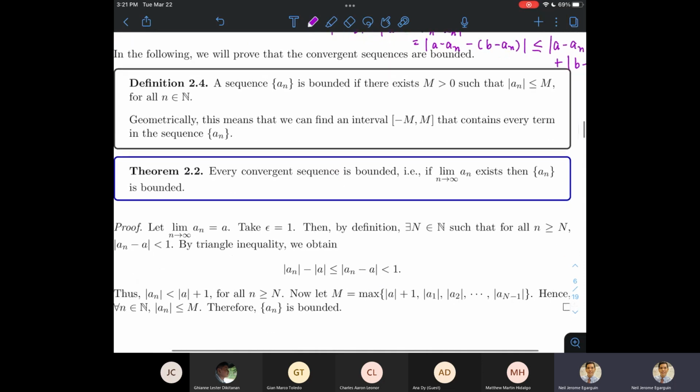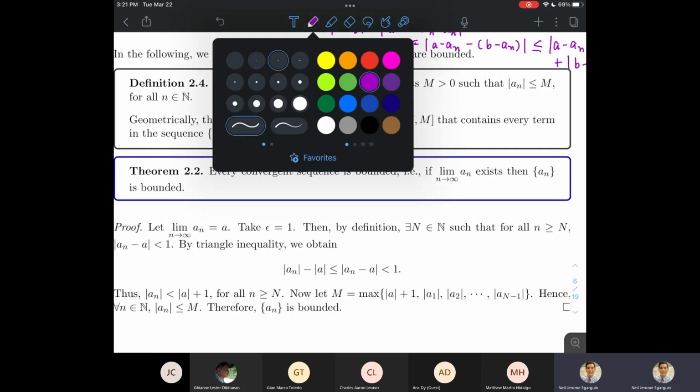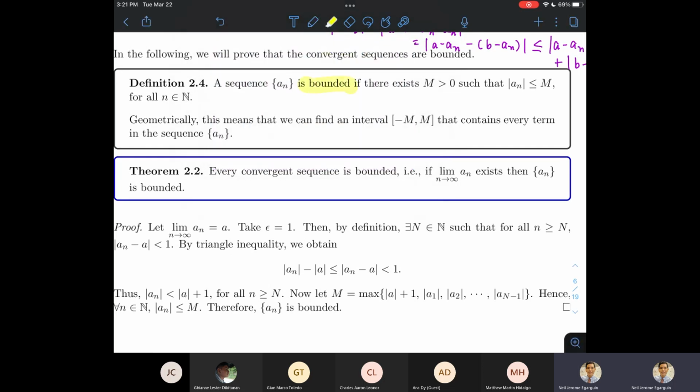But before that, we'll need to look at definition 2.4, all right? Dito i-define natin yung pagiging bounded. Kailan nagiging bounded ang isang sequence, and you will see that this is a direct implication ng pagiging bounded ng isang set. All right? So masasabi natin na ang isang sequence ay bounded kapag we can find a positive number capital M such that the absolute value of all terms in the sequence is less than or equal to M. All right?